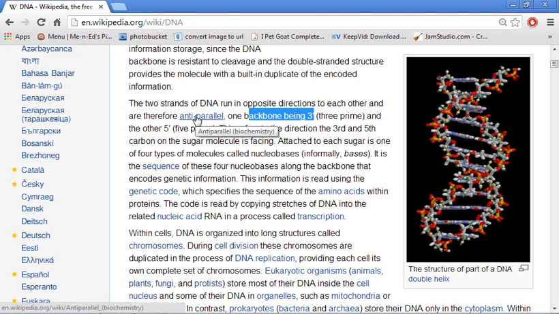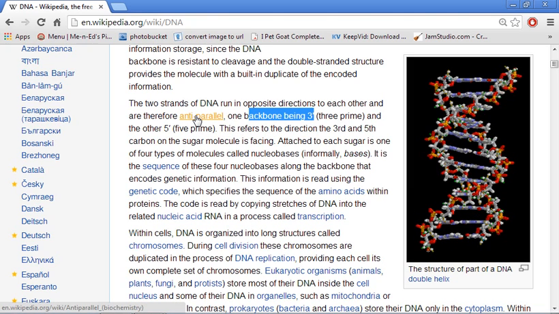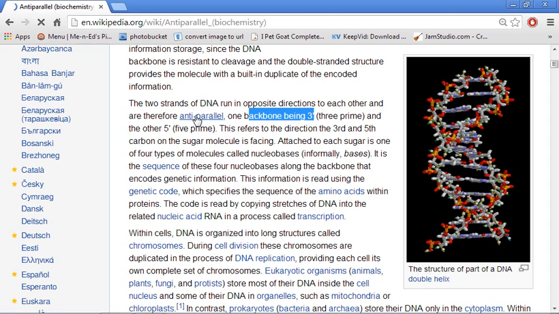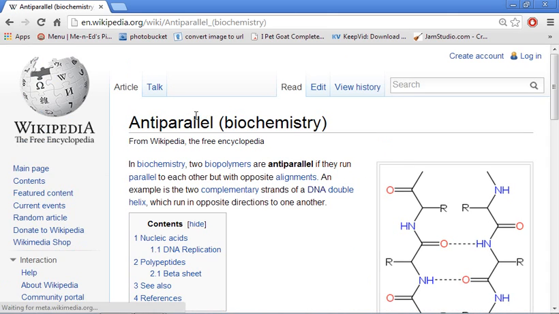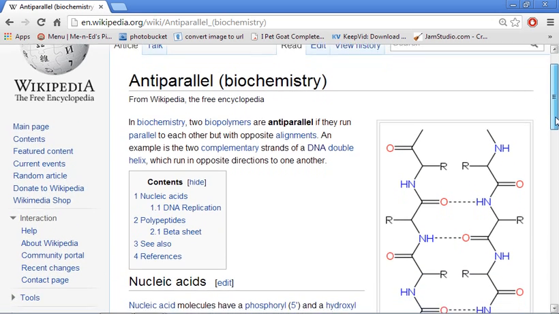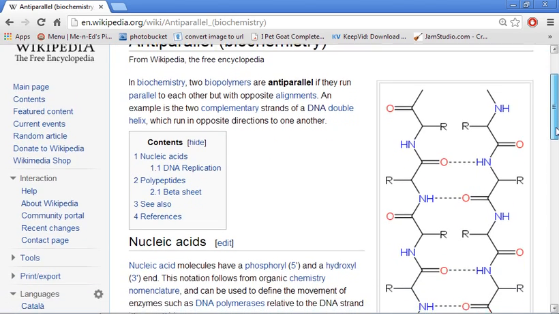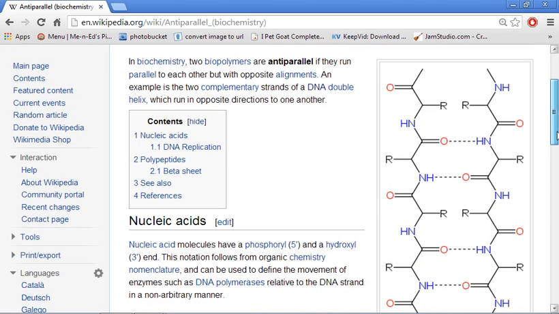Let's click on anti-parallel and see what it has to say here. In biochemistry, 2 biopolymers are anti-parallel if they run parallel to each other but in opposite alignments. You know, us as man being in opposition to the Nephilim. Okay? Possibly.